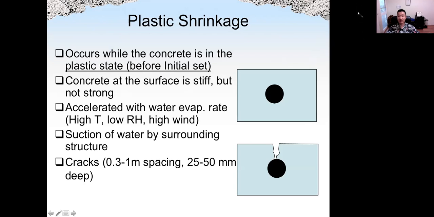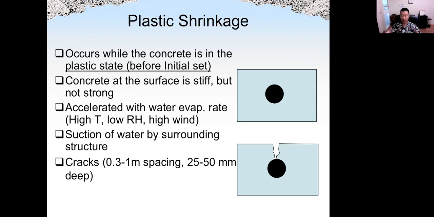So let's look at plastic shrinkage first. Plastic shrinkage occurs when the concrete is in the plastic state before initial set time, for the first 3-4 hours normally. At that time, concrete at the surface is already stiff, but not strong enough. Plastic shrinkage will accelerate with higher water evaporation rate due to high temperature, lower relative humidity, or higher wind speed. Or it is caused by suction of water by surrounding structures.